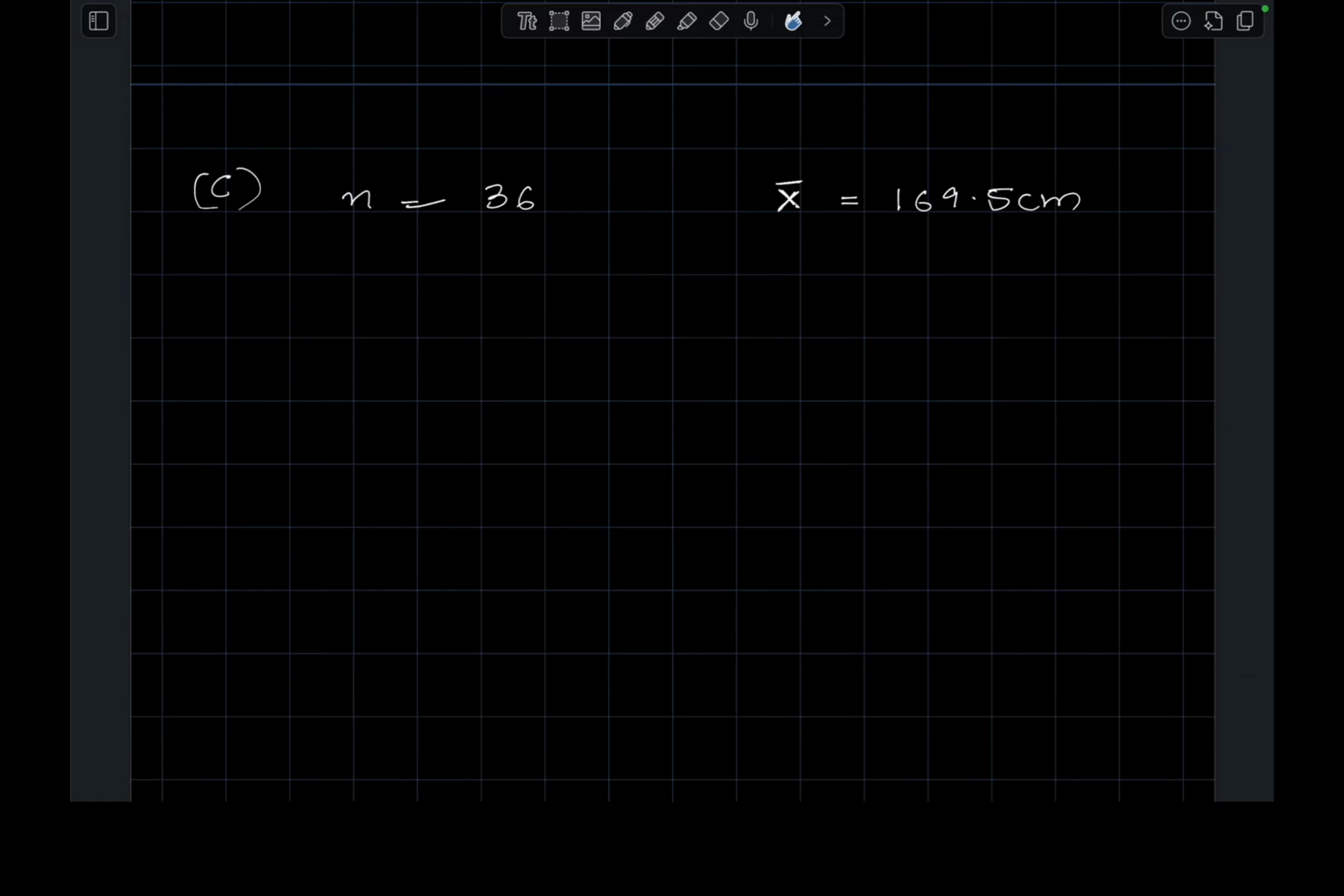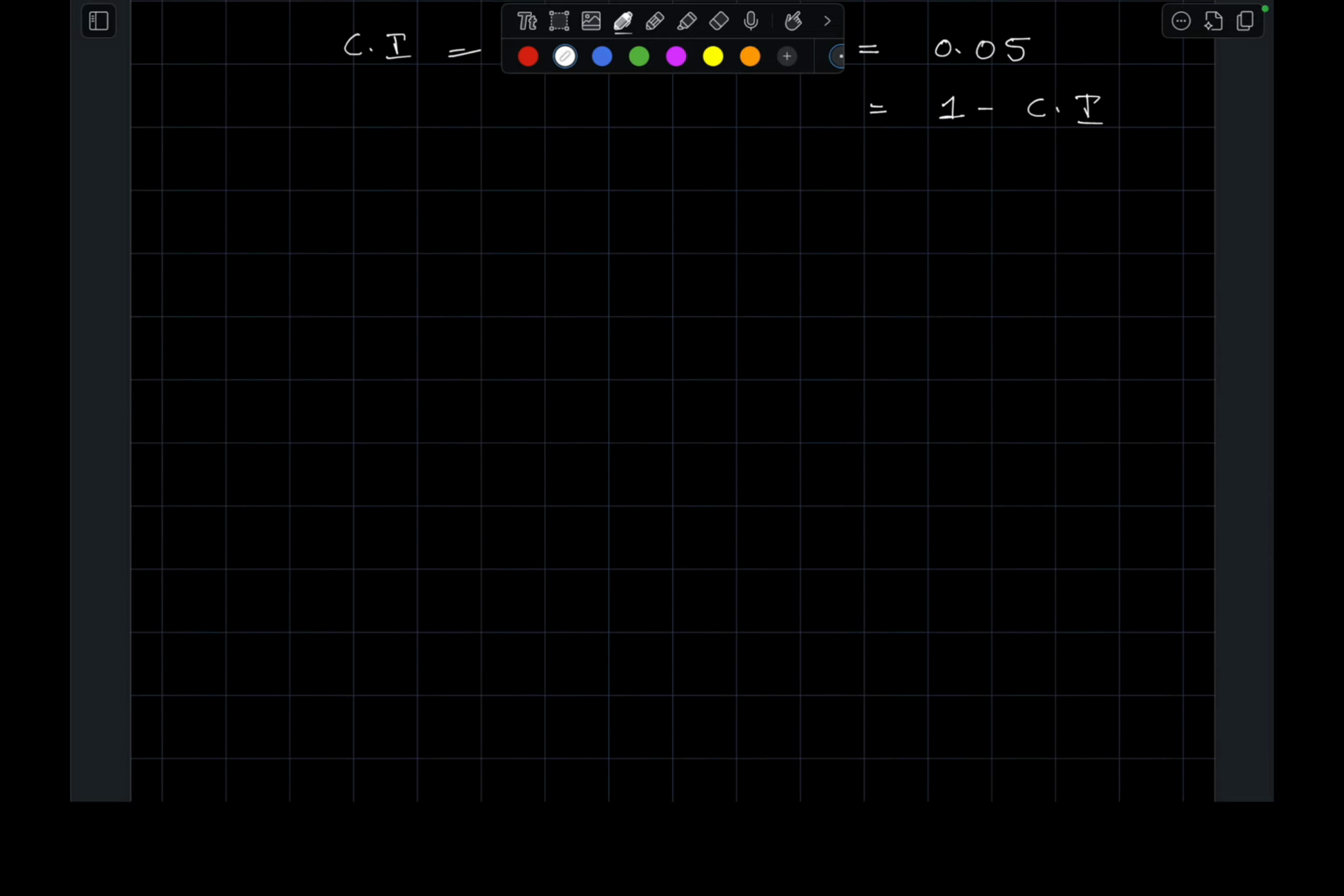Okay, so here the question itself specified that the confidence interval is 95%. And since the confidence interval is 95%, alpha or the significance value will be nothing but 0.05. So as I said, it is nothing but 1 minus the confidence interval.